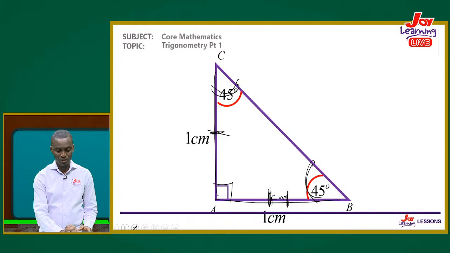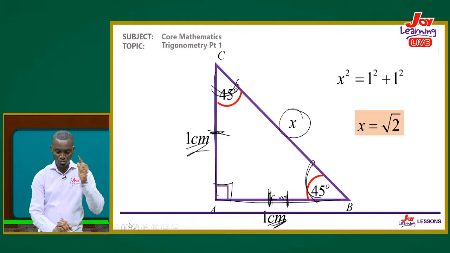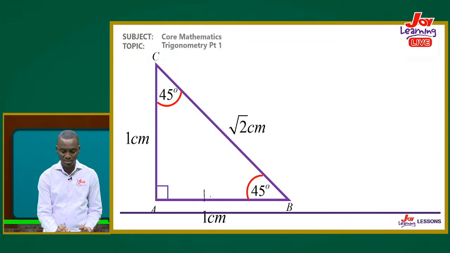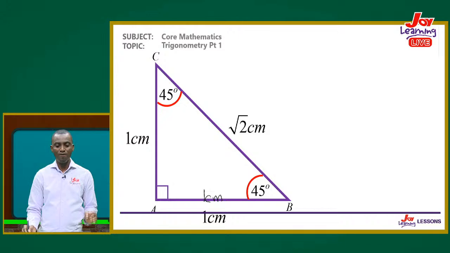So if that is 45, 45, and here is 1, and here is 1, we can find our x using, again, Pythagoras theorem. If you go through that, you get your x to be root of 2. When you put that in place, we can have our whole diagram look like this. Let me put 1 centimeter here. Then we can now find our cos 45, tan 45, and sine 45.